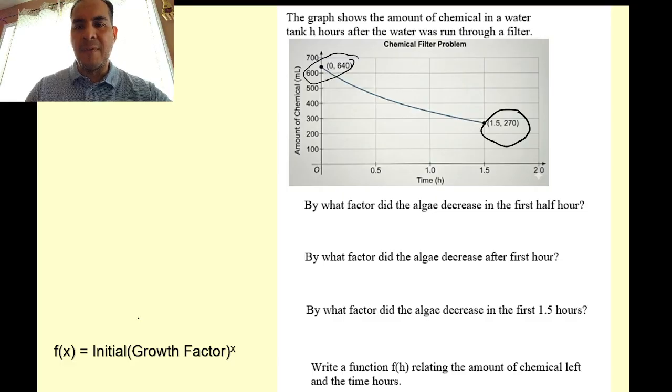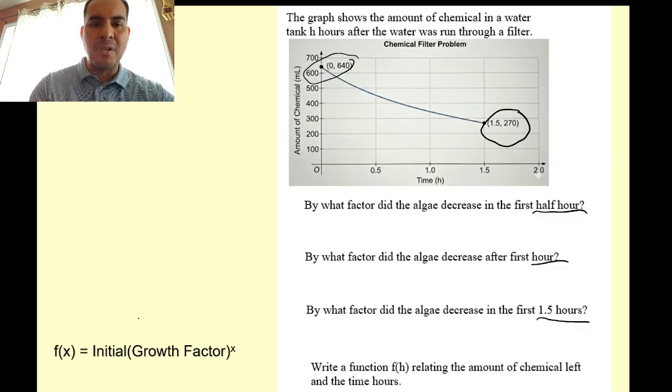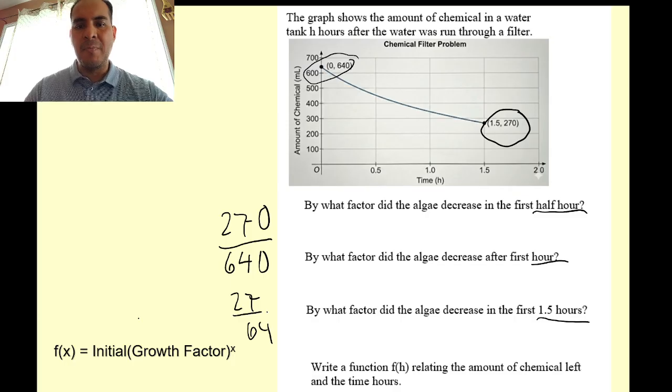So we're being asked to find different growth factors. By what factor did the algae decrease in the first half hour, the first hour, the first 1.5 hours, and then we're going to make a function to represent this situation. Now, in all of these growth factors, we're going to need to take the 270 and divide it by 640. Now, I'm just going to simplify this to 27 over 64 to get us a little bit nicer of a number.